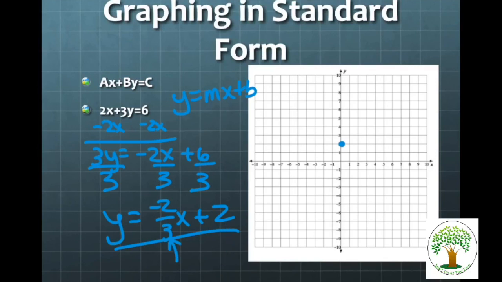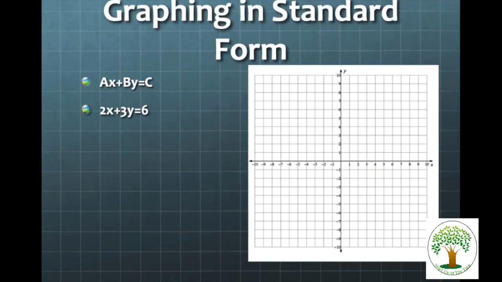And then we go down 2 and over 3 from there. Down 1, 2, and over 1, 2, 3. Or we could go up 2 and backwards 1, 2, 3. Then we draw our line. There we go.